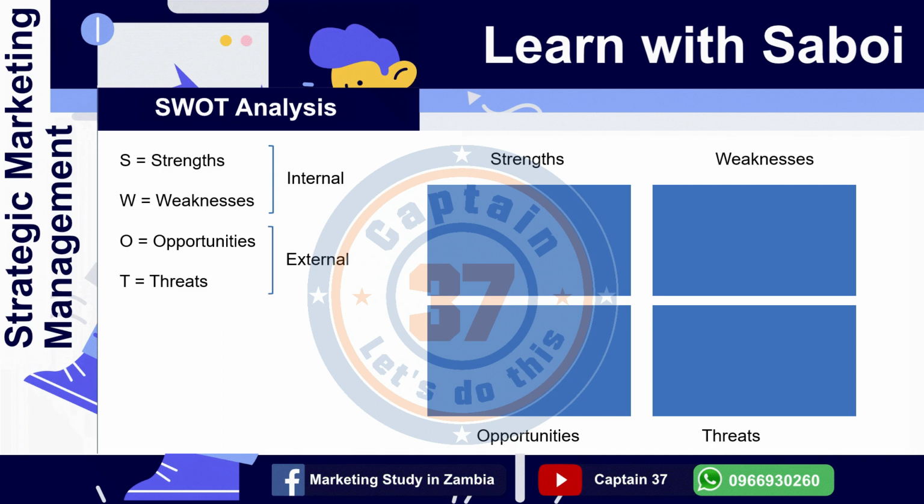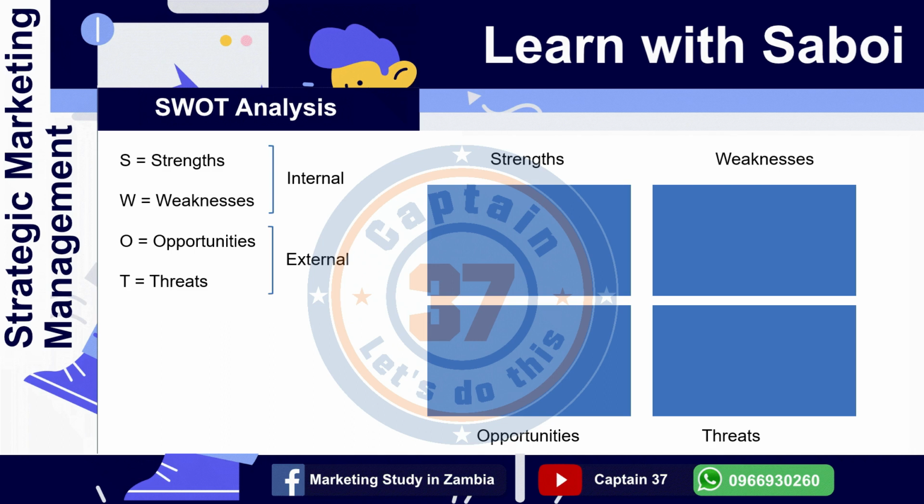If you are listening to this lesson as an audio, you simply need to draw 4 quadrants. 2 of them on top and 2 of them below. The one on your top left represents strengths. The one on your top right represents weaknesses. The one on your bottom left represents opportunities, and the one on your bottom right represents threats.